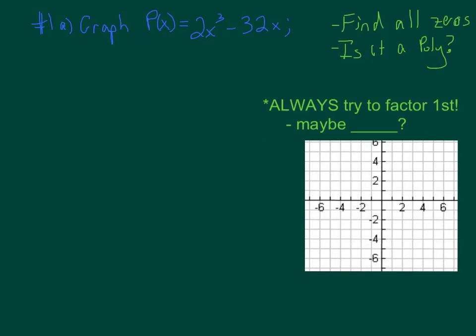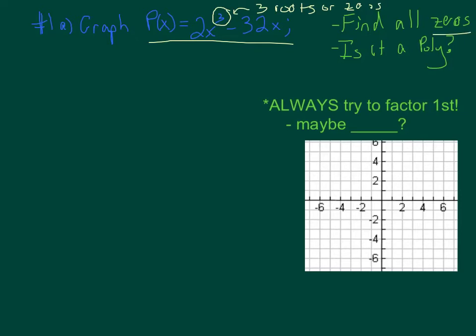Okay, so here's a function, and we're going to sketch the graph here in a little bit. P of x equals 2x cubed minus 32x. Now, the highest power, the degree, is 3. That means it has 3 roots, or you could say zeros. 3 roots or zeros. I want you to find the zeros.